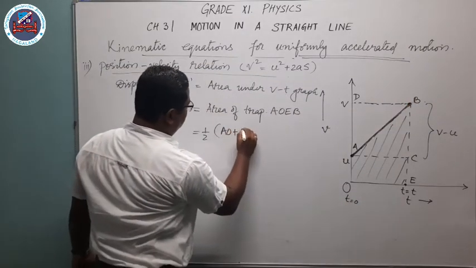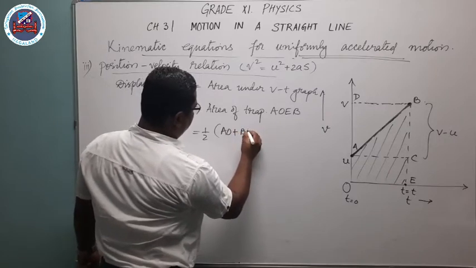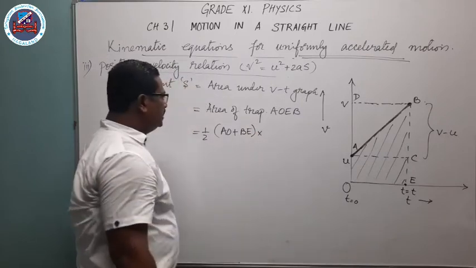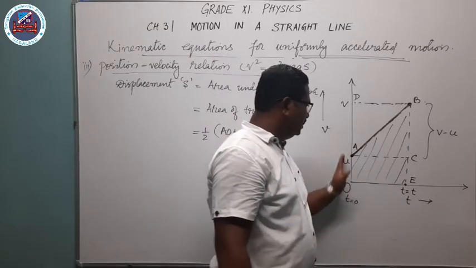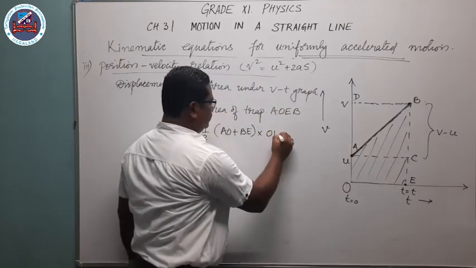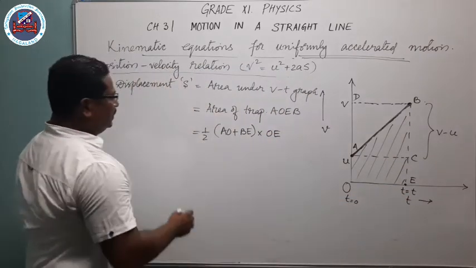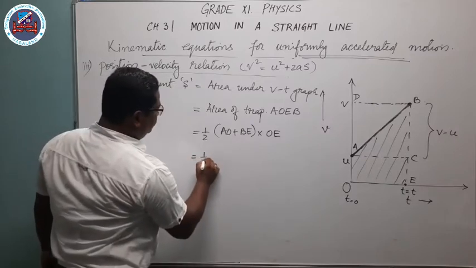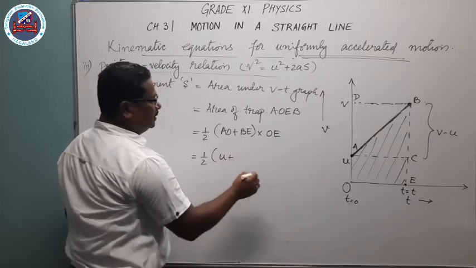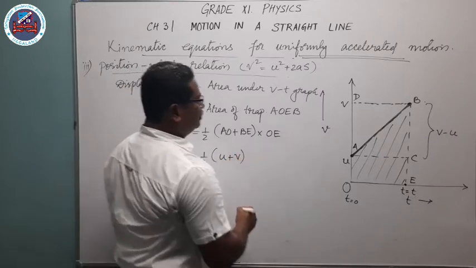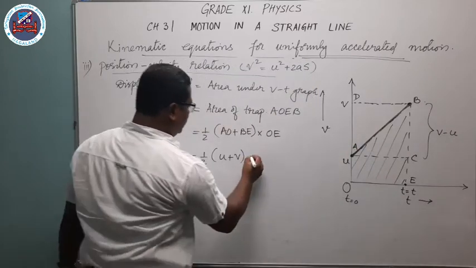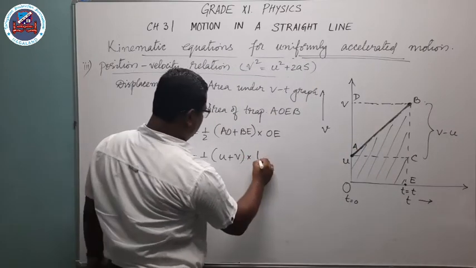AO plus BE multiplied by distance between two parallel lines. These are the two parallel lines, that is OE. So you can take like this. Then this is half, AO is U, plus BE, that is V. BE, from top to bottom, vertical line is velocity V, into OE. OE gives you time T.